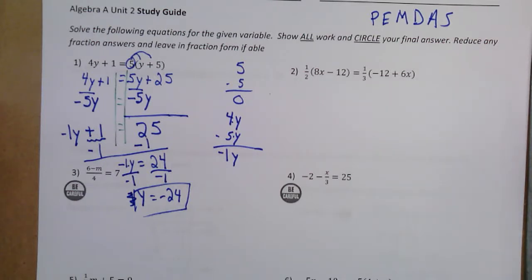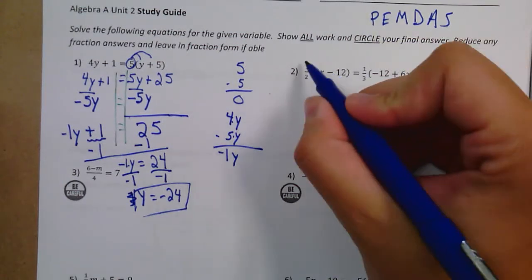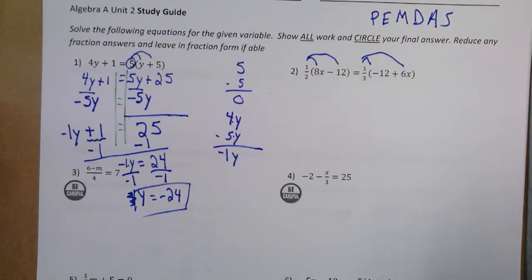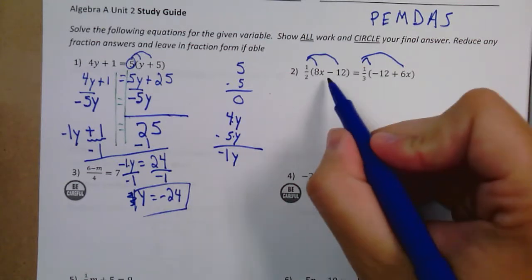Number 2 is going to be a very similar property, except you're going to be distributing on both sides. Careful with those fractions. If you don't know what 1/2 of 8 is, you're going to just want to do 1/2 times 8. You could also type that in your calculator as 0.5 times 8 and 0.5 times 12. Don't lose track of that negative sign right here.